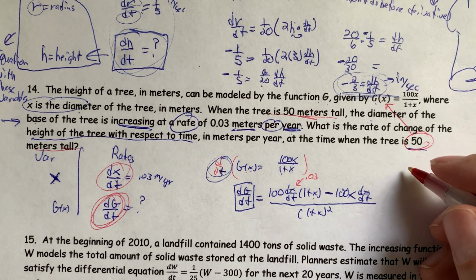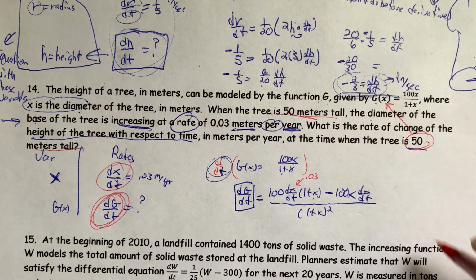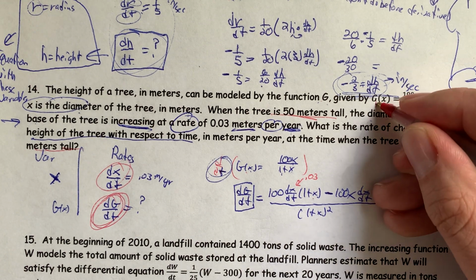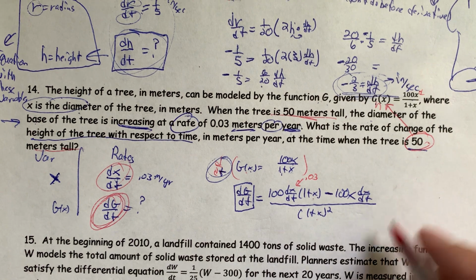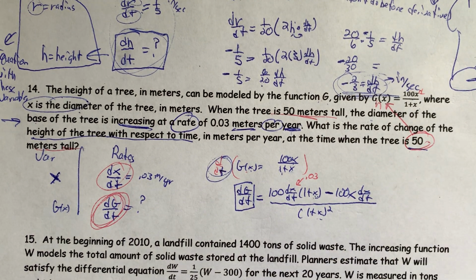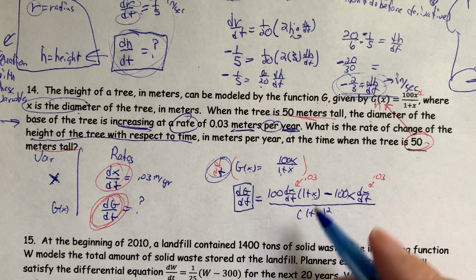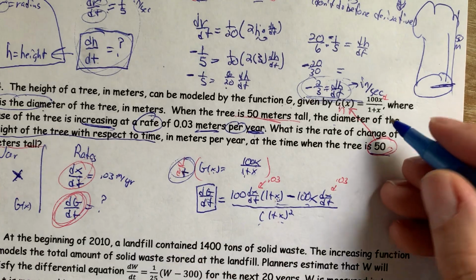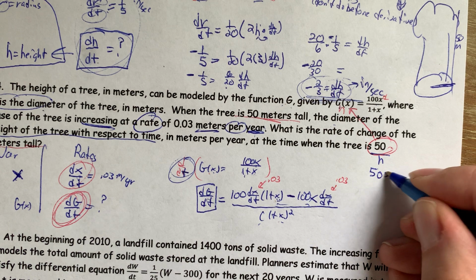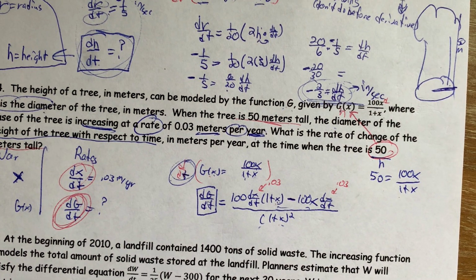And so sometimes they won't give you all the information you need, and you need to go back to the original equation, because this is a relationship between the height and the diameter. And so we can plug in the height they gave us. We need to plug in what x is here. I guess we can also plug in 0.03 here. We need to find what x is to be able to plug it in to solve for dg dt. So they gave us that the height was 50, and so we can plug it in and solve this equation to solve for x. Go ahead and solve that.